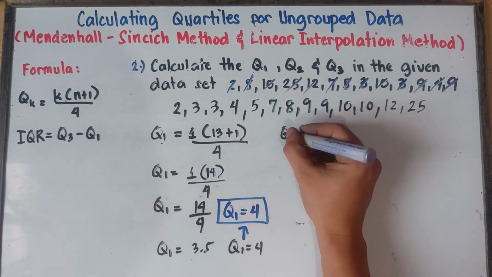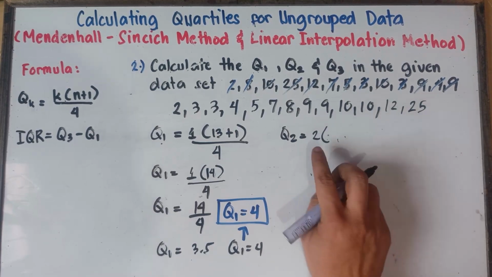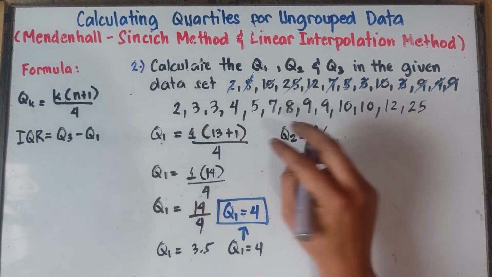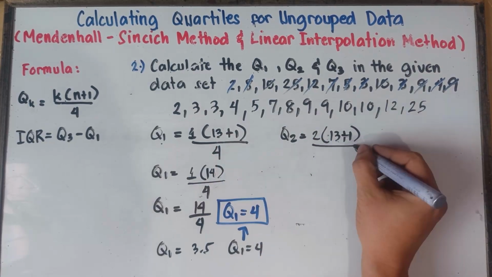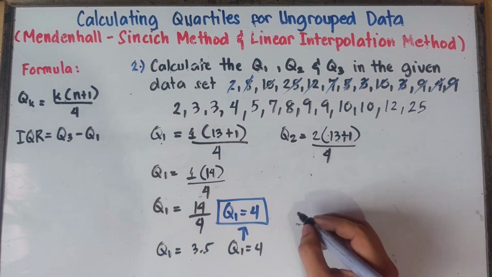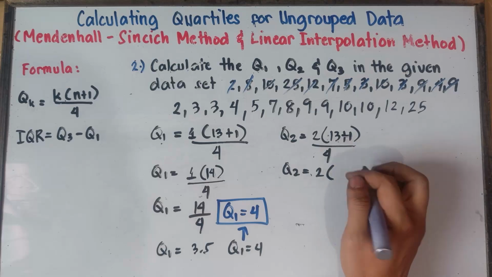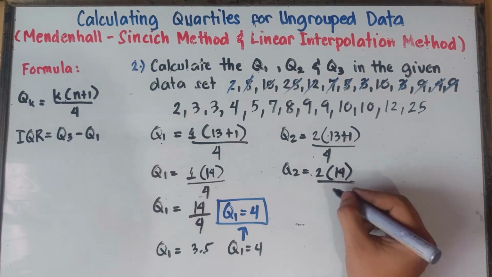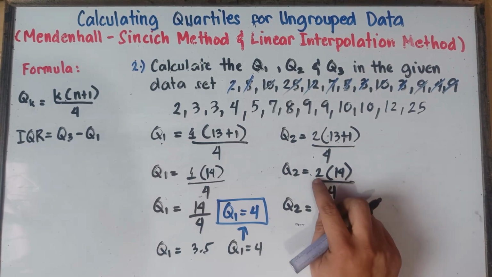Alright, so quartile 2, let's do that. So that will be 2 times, so k is 2. And then n is the total number of samples, that will be 13 plus 1, divide 4. So quartile 2 is equals to 2 times 13 plus 1, that will be 14, divide 4. So quartile 2 is equals to 2 times 14.